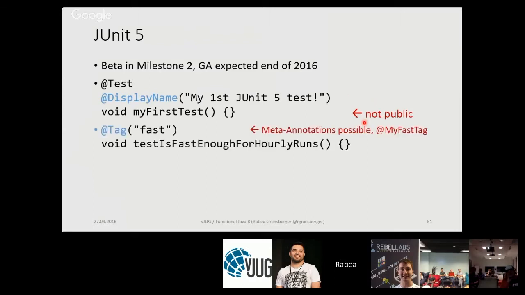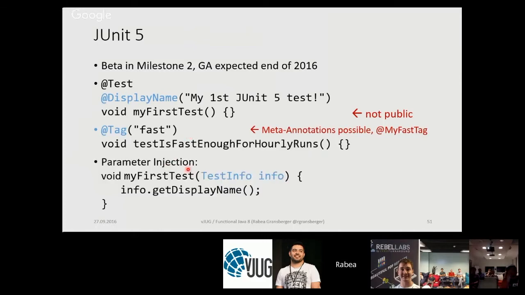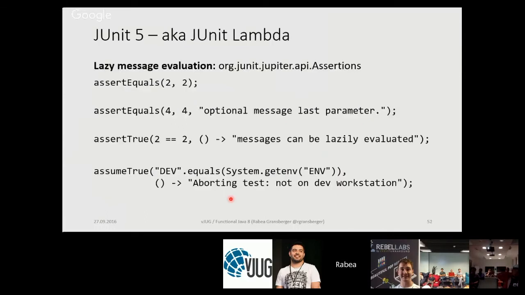It's also nice that we can add tags to tag our test methods. For example, is this fast enough for hourly runs in our continuous integration system? We can select the tests later. And then we have parameter injection as well. One of the standard parameters we can inject into a test method is a TestInfo class, which is provided by JUnit, where we can, for example, read out the display name.